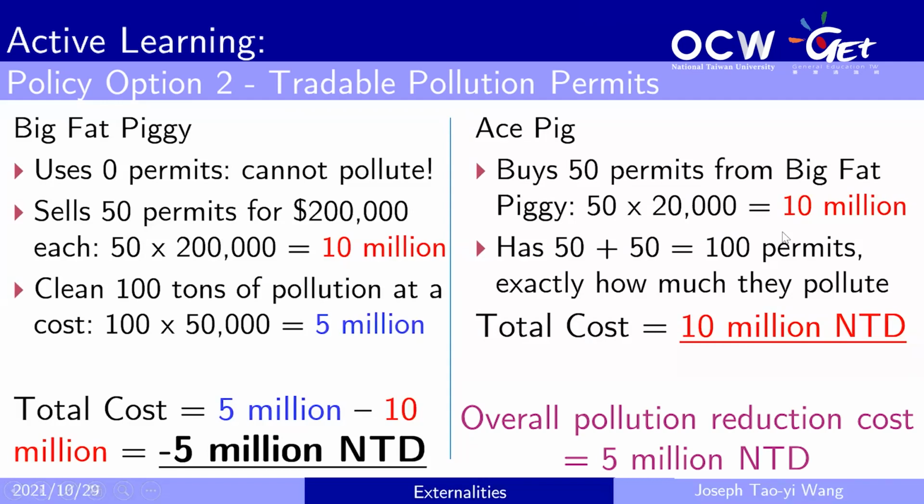And the key thing is this. If you know that Big Fat Piggy is the low-cost firm to reduce pollution, you should have Big Fat Piggy try to reduce as much as possible. So going from 200 to 100, the efficient solution for society should be to have the low-cost firm, Big Fat Piggy, reduce the pollution all the way and leave Ace Pig alone. But if you use regulation where you require both firms to reduce 50 tons of pollution, then that's not going to happen. But if you use the tradable pollution permit market, then you could actually induce this to happen.